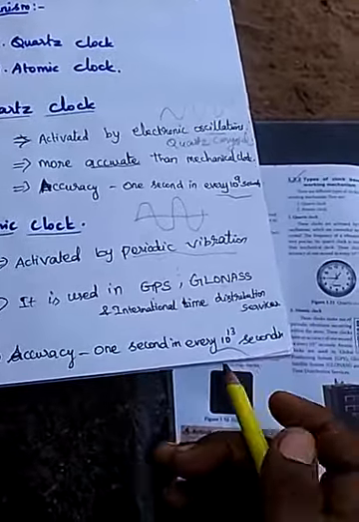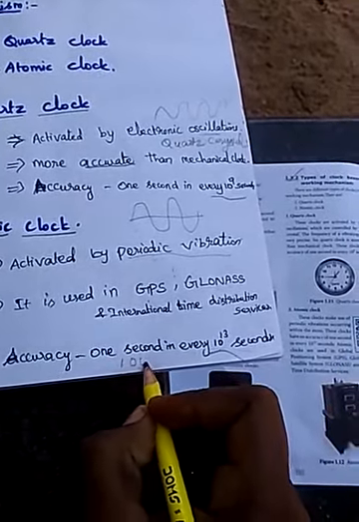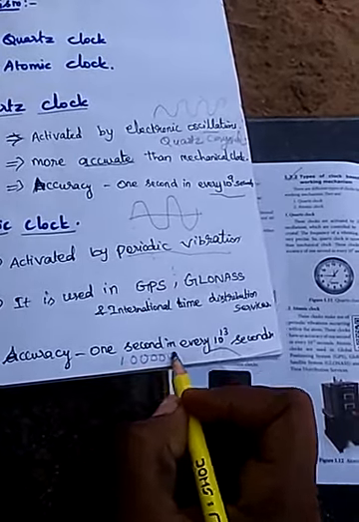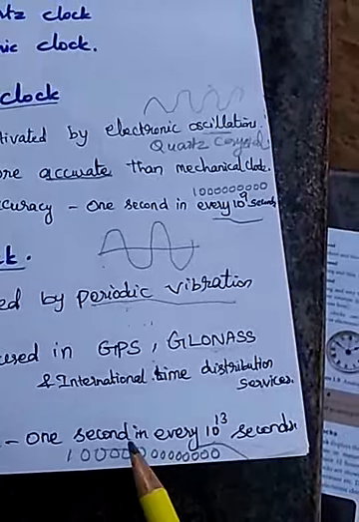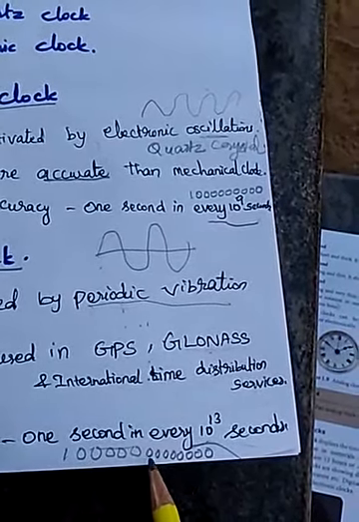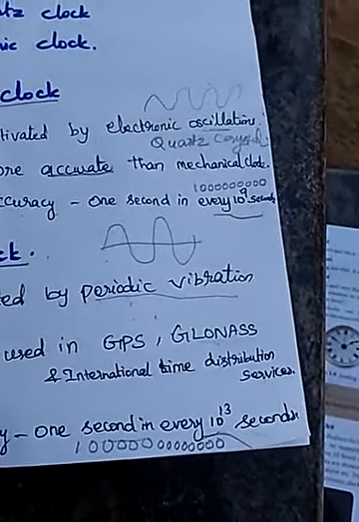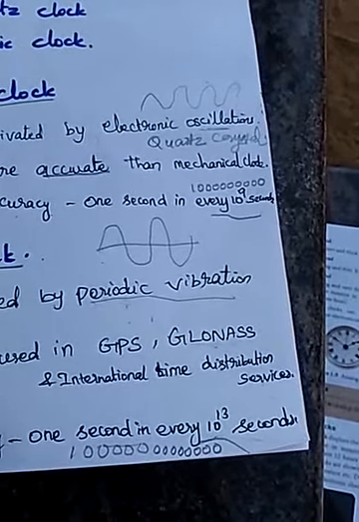What is 10 power 13? 10 power 13 means 1 followed by 13 zeros. So 1 second in every 10 power 13 seconds.